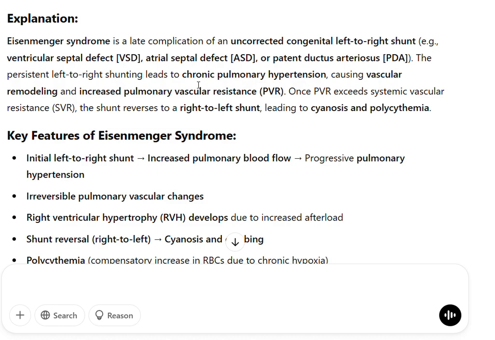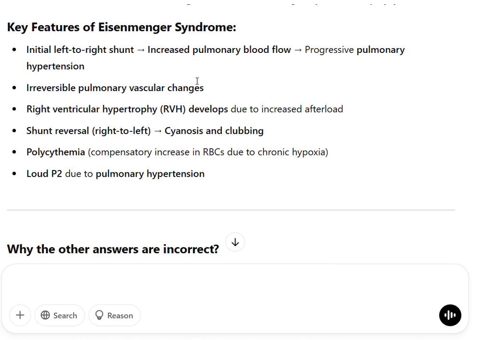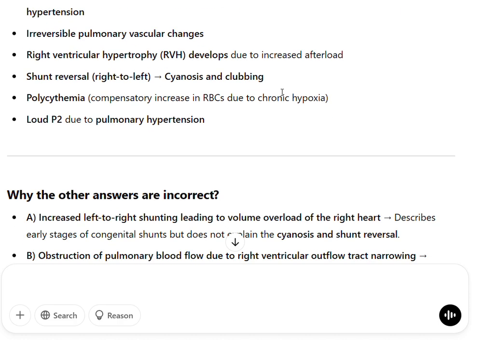Once PVR exceeds systemic vascular resistance, SVR, the shunt reverses to a right-to-left shunt, leading to cyanosis and polycythemia. Key features of Eisenmenger syndrome: initial left-to-right shunt, increased pulmonary blood flow, progressive pulmonary hypertension, irreversible pulmonary vascular changes, right ventricular hypertrophy, or RVH, due to increased afterload, shunt reversal right-to-left, cyanosis and clubbing, polycythemia, compensatory increase in RBCs due to chronic hypoxia, loud P2 due to pulmonary hypertension.